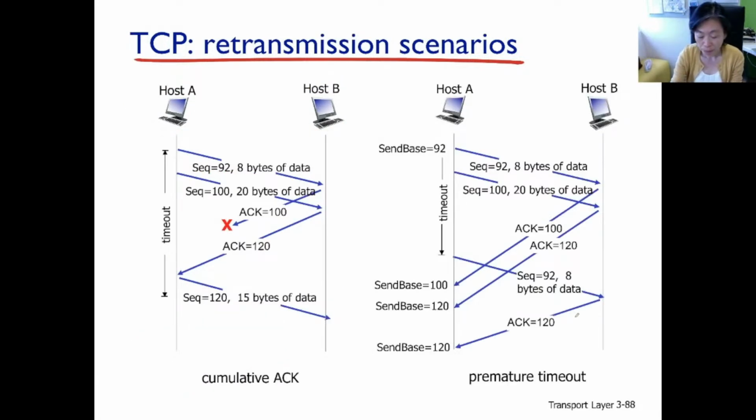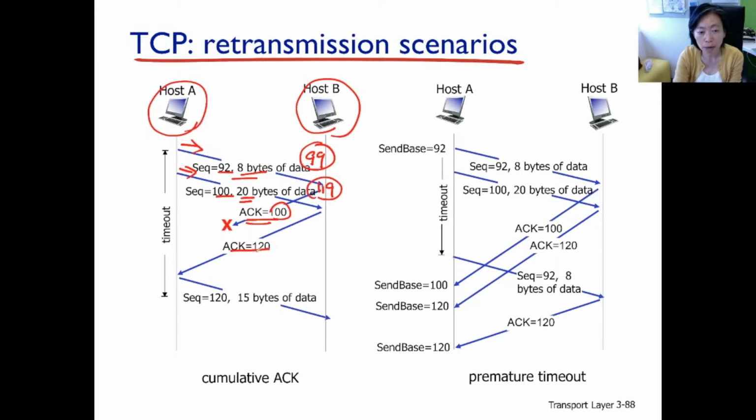And the second example, again, host A being the data sender, host B being the receiver. This time host A sends 2 packets back to back. First, starting from 92 and then carrying 8 bytes of data. So we know that the last byte is 99, therefore, the second packet starts from 100. And 20 bytes of data to be carried, so the last one is what? 119. And therefore, the ACK packet for the first one is last byte plus 1, 100. The ACK packet sequence number for the second packet is last byte plus 1, 120.